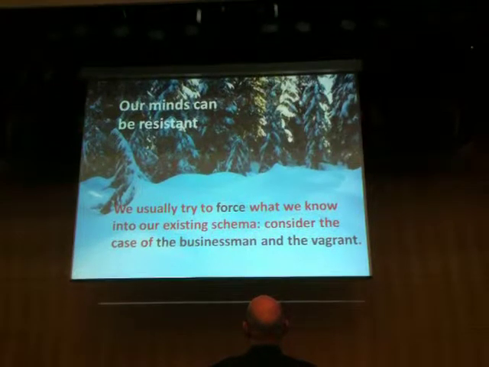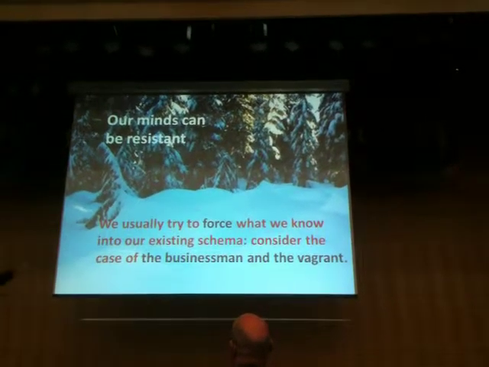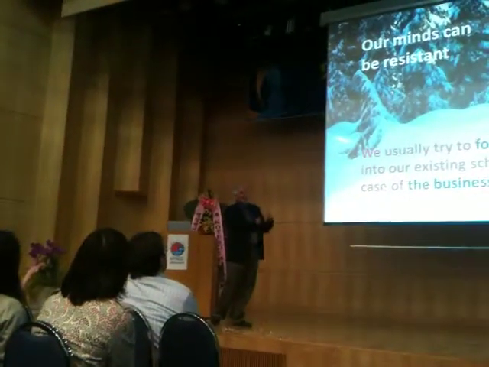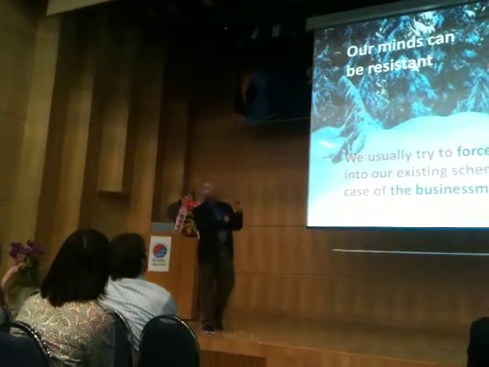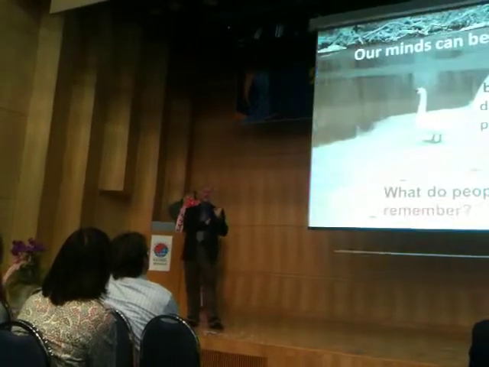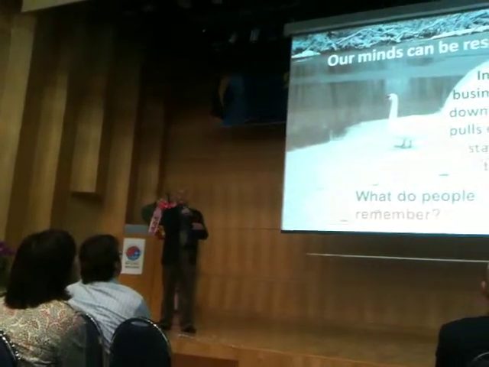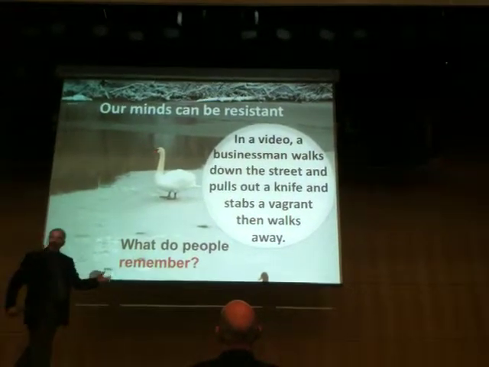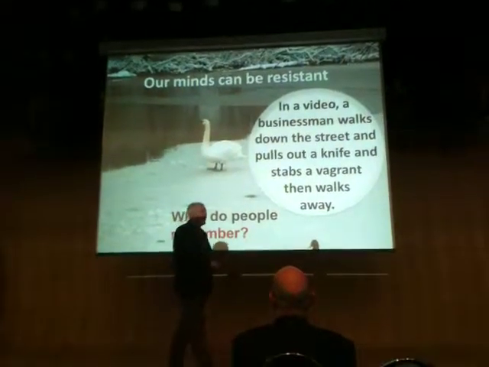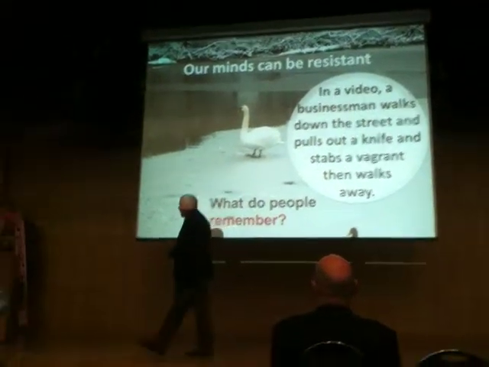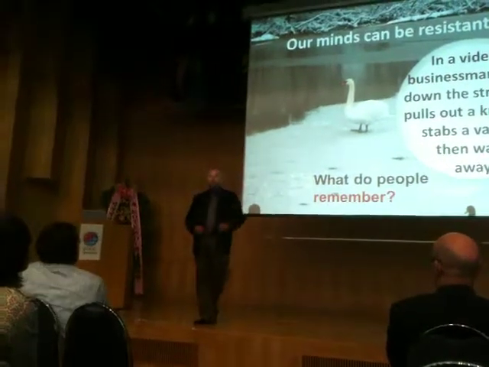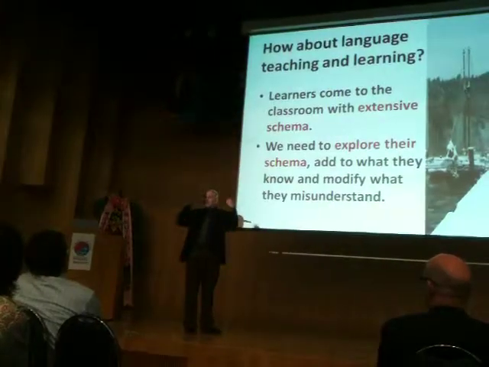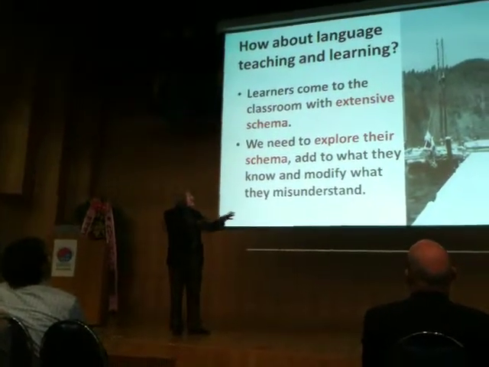And to do this, I'm going to give you a little example. We're going to consider a case of the businessman and the vagrant, which was a very famous psychological experiment that was conducted. In this particular experiment, what they did is they created a short little video. And you've got a businessman walking down the street, and he pulls out a knife, and he's walking past a vagrant, and he stabs the vagrant. And then that's it. They stop the film, and they ask everybody, what happened? And they said, oh, it was terrible. They said that vagrant was walking down the street and stabbed the businessman. They get it totally mixed up.